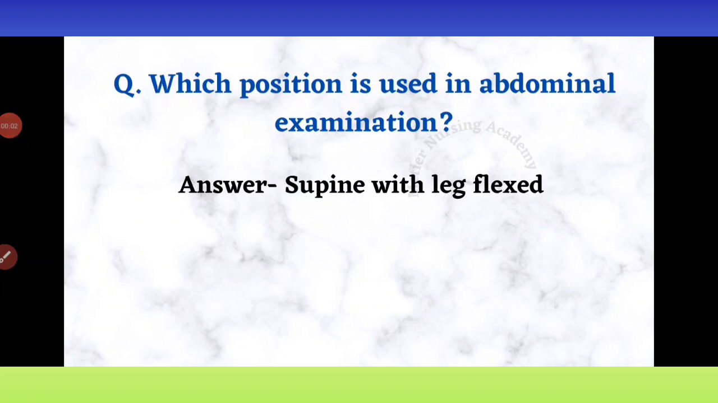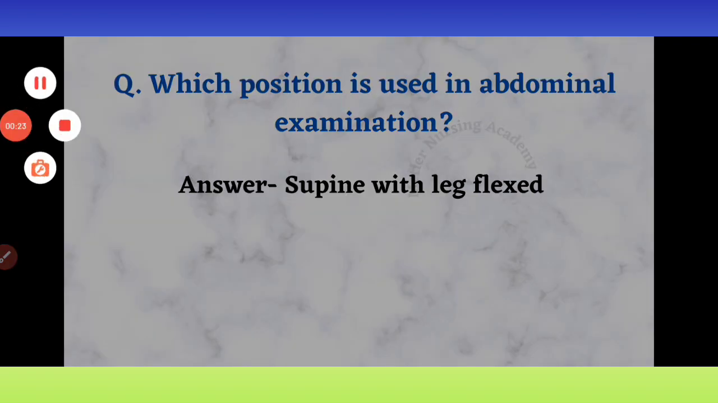The next direct question is, which position is used in abdominal examination? For abdominal examination, the position is supine with legs flexed. To give more clarification about the intestinal organs, the person has to flex the legs and lie in the supine position.